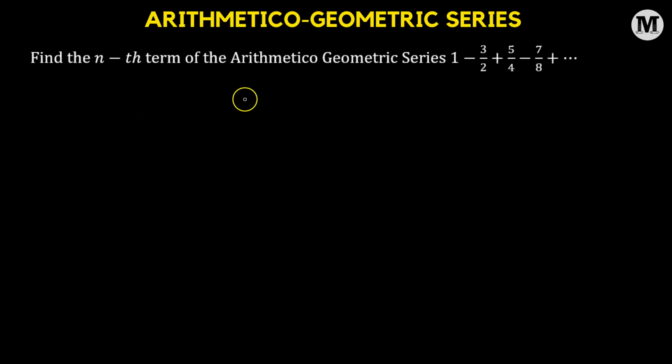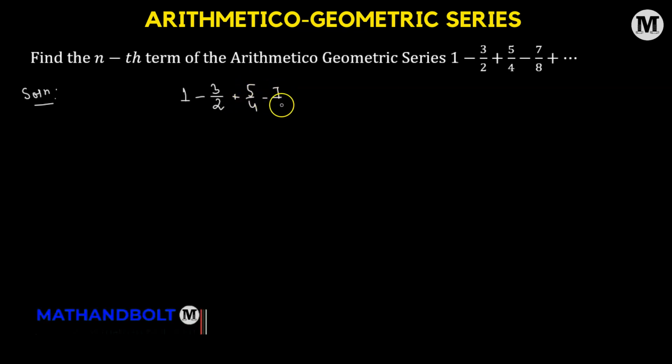We need to find out the nth term of the following arithmetico-geometric series. Let us begin. Now here we have a series whose first term is 1. Then we have the next term 3 over 2, followed by 5 over 4 and 7 over 8. And this continues. Our goal will be to find out its nth term.